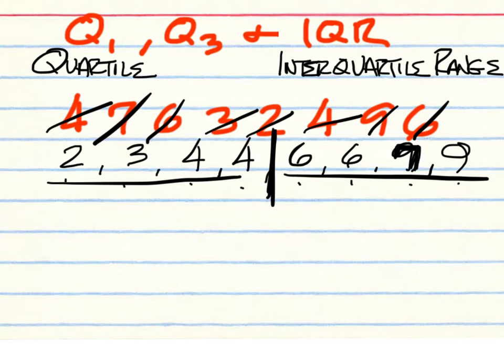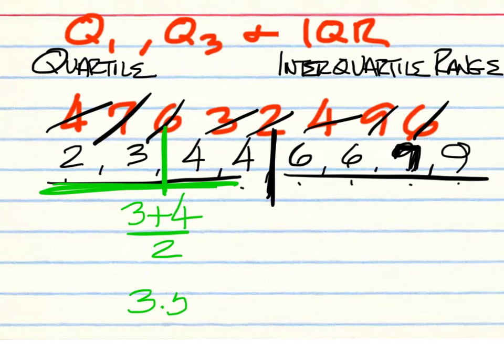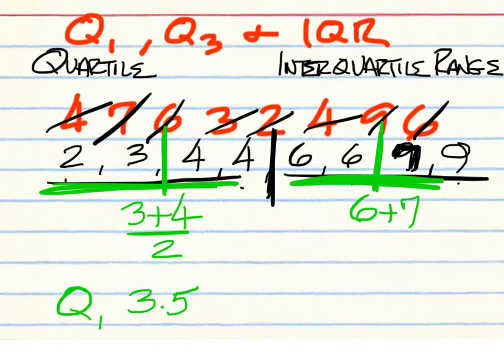We want to find Q1, and Q1 is on the left-hand side. To find Q1, you need to find the middle of the left-hand side numbers. So you have 4 of those. Here's the middle. 3 plus 4, and divide by 2, will give you 3.5. That's Q1. And then on the right side, do the same thing. Here's the middle. Add 6 and 7, divide by 2 to get 6.5. That would be Q3.